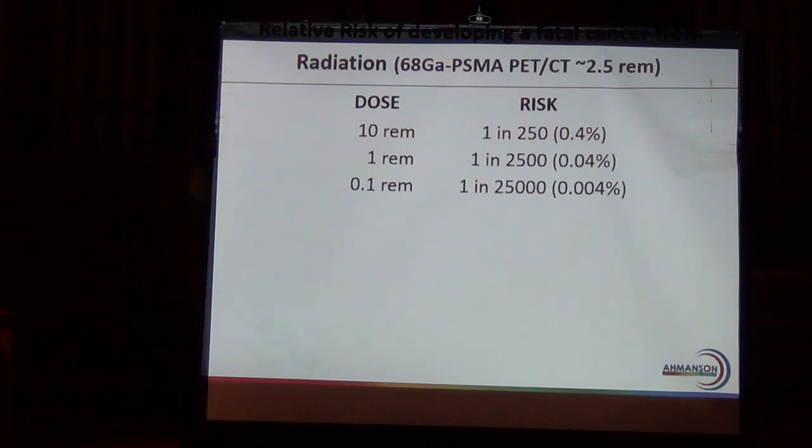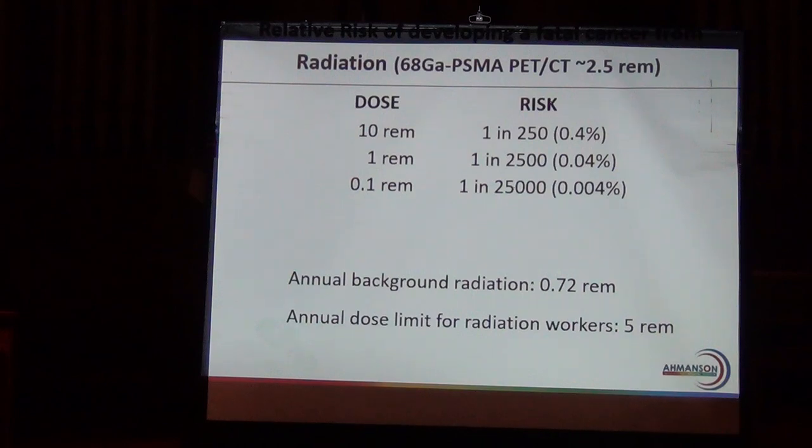So these numbers are very abstract, they don't really tell you anything, so to put that into perspective, by living on this planet, the annual background radiation that you receive is 0.72 rem. And since we live on this planet, our bodies have evolved to be able to deal with low-level radiation. Our cells have repair mechanisms that can repair damage from low-level radiation.